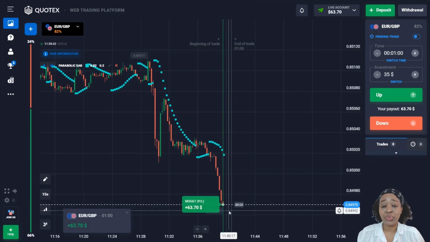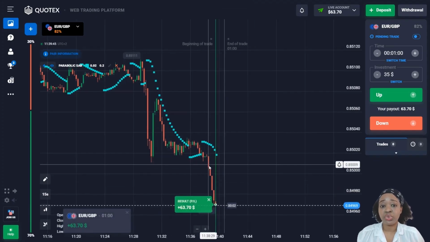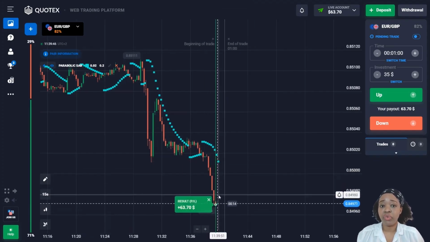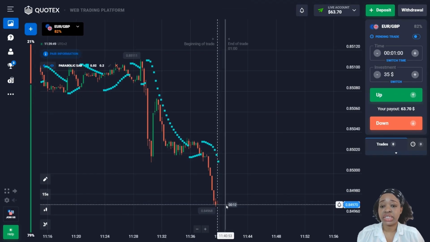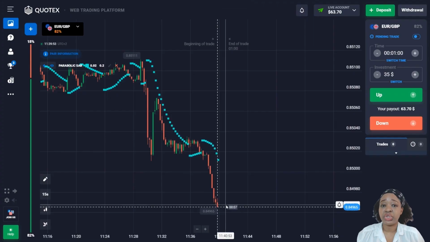This is really good, friends. As you can see, the level was really broken through here with confident impulsive red candlesticks. 1 minute was quite enough for this trade, and this indicator really turned out to be right. I got very good profit, and this is a good start.